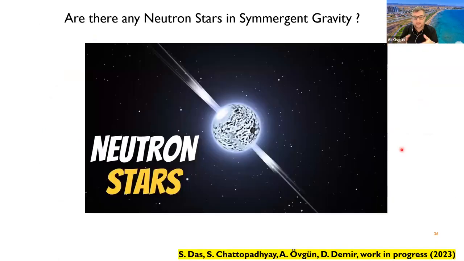Our other project asks: are there any neutron stars in Symmergent gravity? This is also what we are working on, investigating the effect of Symmergent gravity in other astrophysical objects. It could be possible to test Symmergence in other astrophysical objects, such as a neutron star, maybe a boson star, maybe a Proca star, or another compact star. Such tests can be useful to the extent that one has precise knowledge of the density and pressure of the astrophysical object.